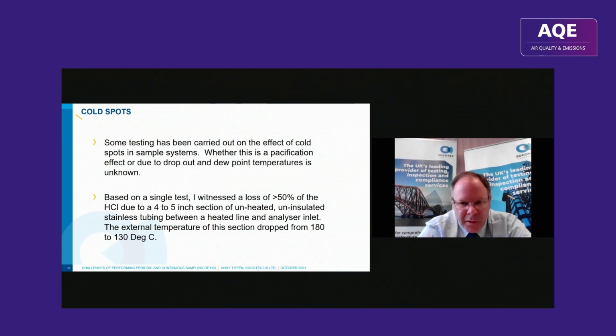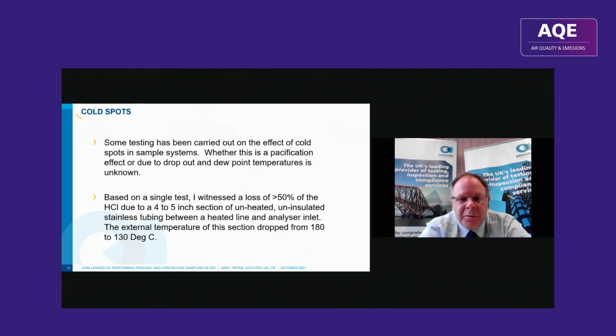In terms of cold spots in the sampling system, unfortunately, there's not been an awful lot of measurement done. I was once able to do a little bit of testing on this. We spent half a day just looking at the effect of cold spots. What we tried to do was by having a 5-inch section of unheated stainless steel between the analyzer and the heated line, so that section of the sample line was able to reduce in temperature. So it was unheated, it wasn't lagged, it was just left at ambient. And we measured the temperature of the inside of that stainless steel tube while sampling was undertaken. So the heated line was 180 degrees. Just that 5-inch unheated section of stainless steel dropped the sample down to 130 degrees.